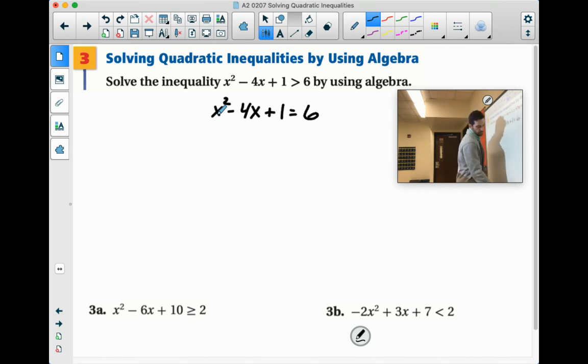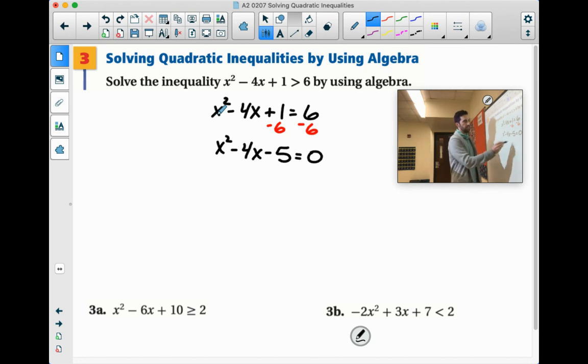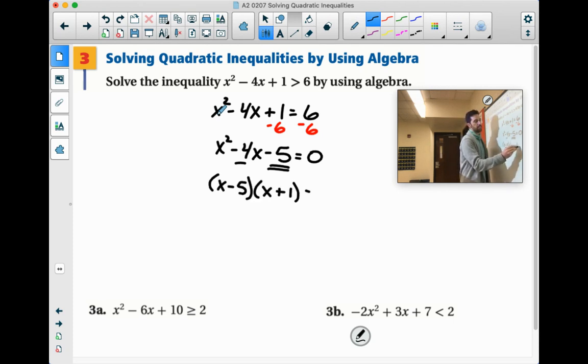Now, we're going to have to move that 6 to the other side by subtracting 6, which would give us x squared minus 4x minus 5 equals 0. Now, if we were to factor that, factors of 5 that are 4 apart would be 5 and 1. So we would say that's x minus 5 times x plus 1 equals 0.